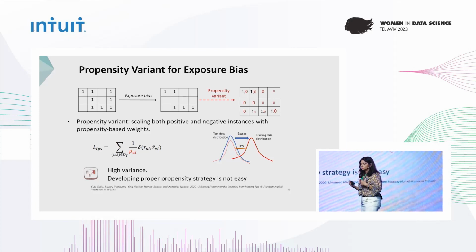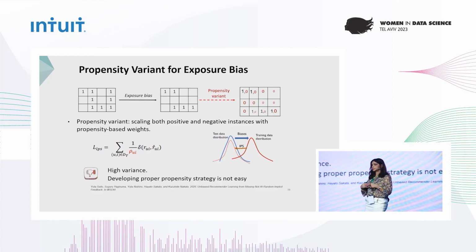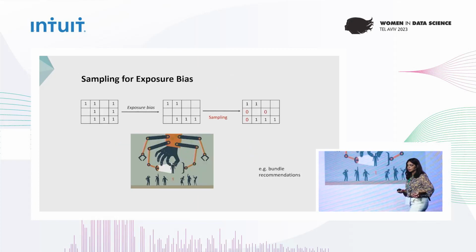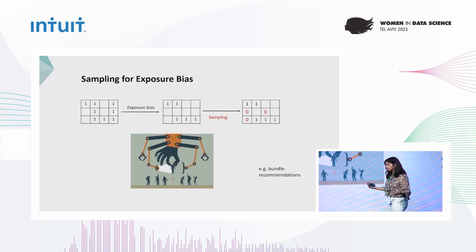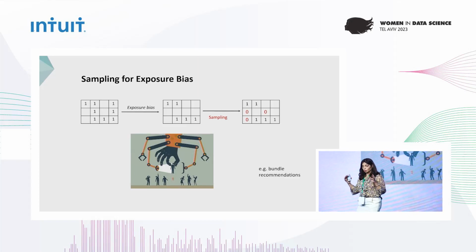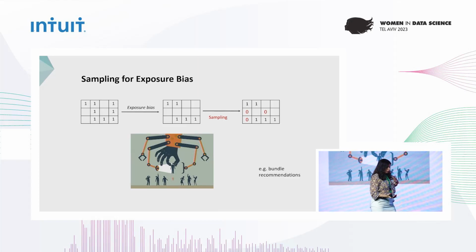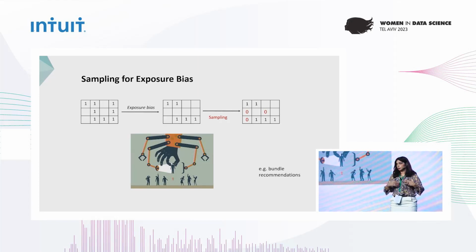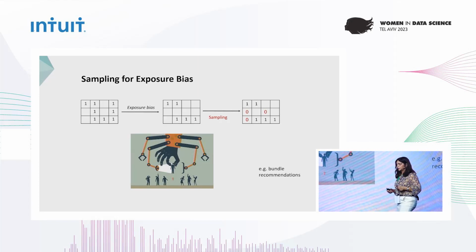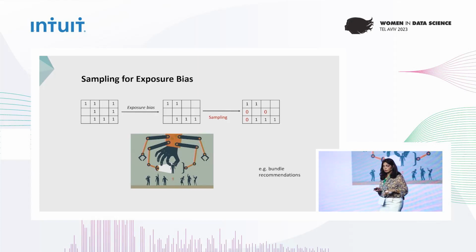Another weighting strategy would be to take the propensity score. This is one example of the off-policy evaluation technique. And then sampling. We just select a portion of the data to work with. It could be based on random or heuristic, or with different sophisticated methods of how to sample. We did a random sampling in our bundle recommendation.